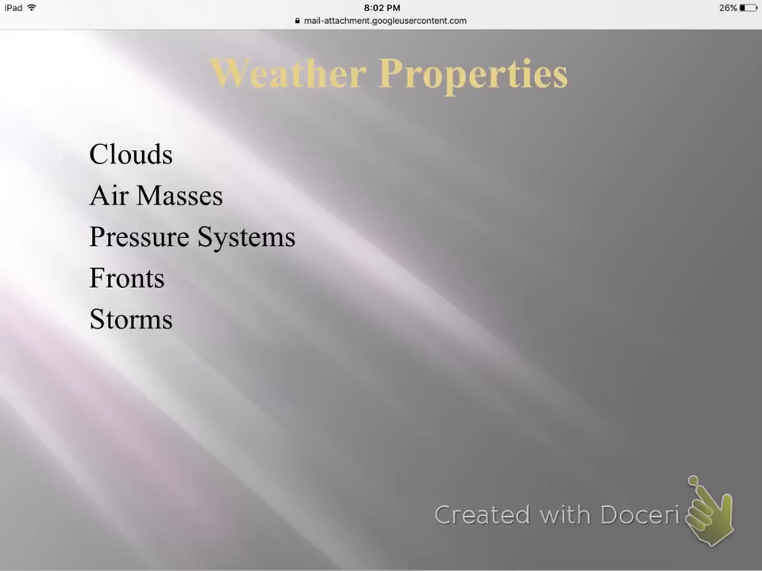The 5 things we're going to focus on: clouds, air masses, pressure systems, fronts, and storms, all are equally important, and this is going to take a while, so bear with me.